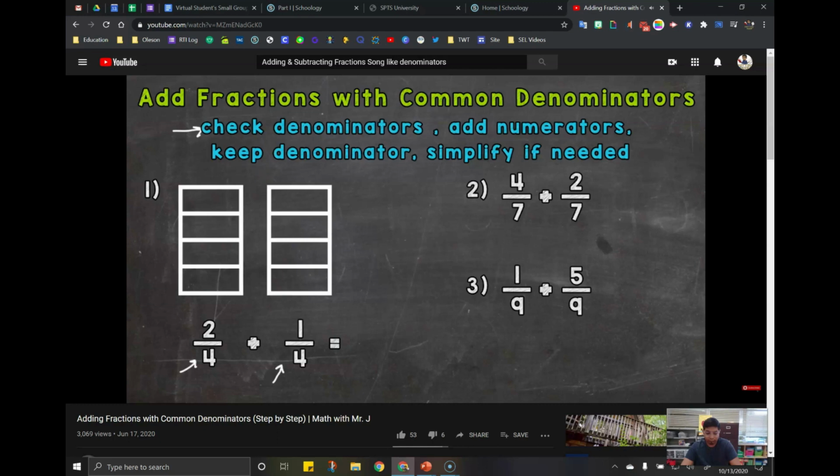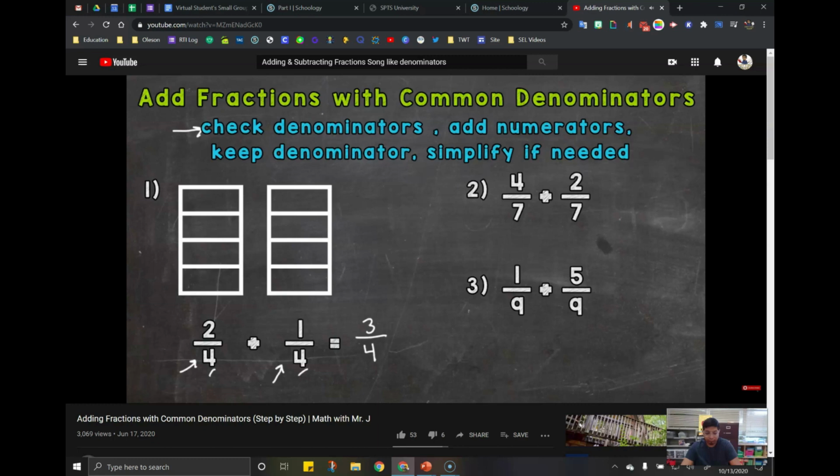So in this case, we do have a common denominator. So now we add our numerators. Our numerators are our top numbers. So 2 plus 1 gives us 3. We always keep our denominator the same. So 4, 4, and in our answer, our denominator is going to be 4. And we simplify if needed.